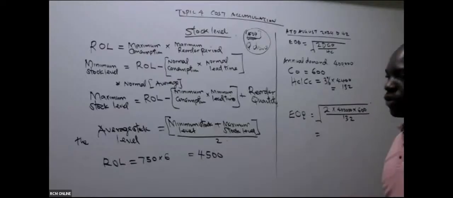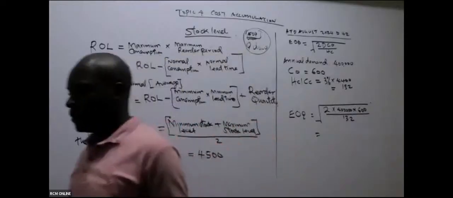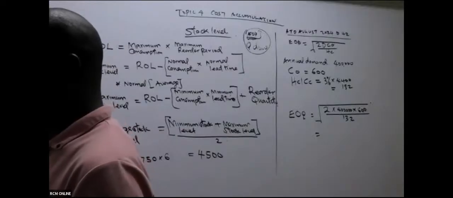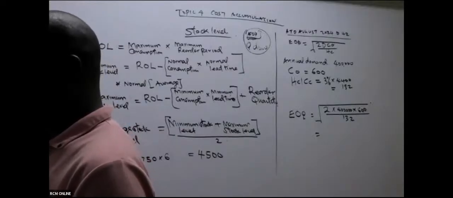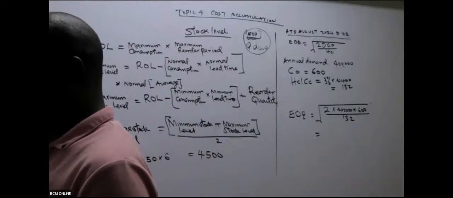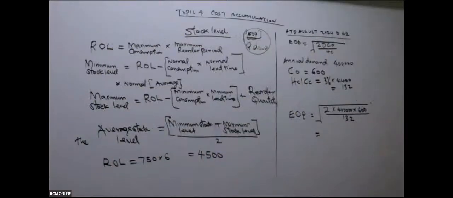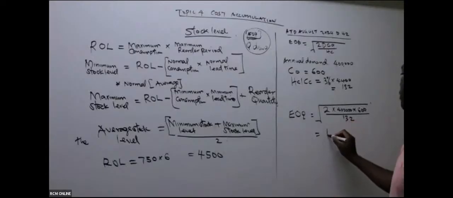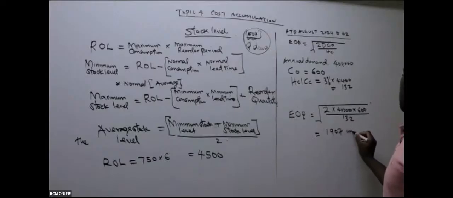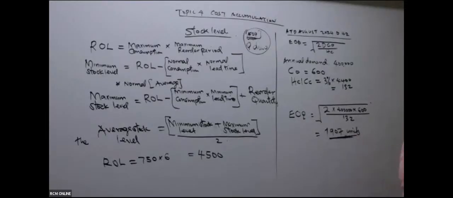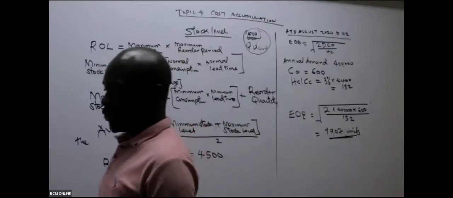What's economic order quantity to the nearest whole number? 1907. So that's what you are required to do in that particular question.